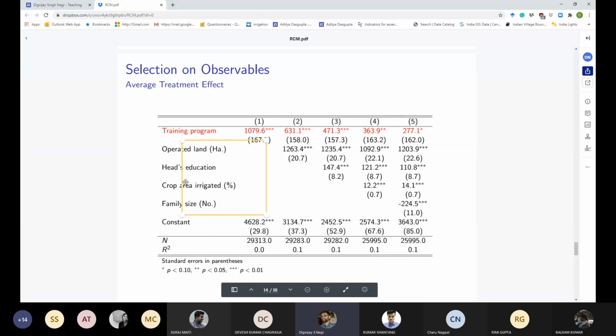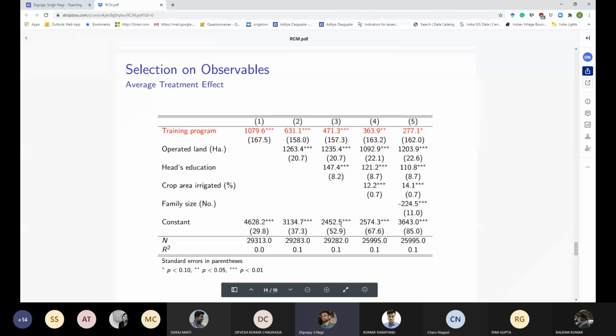And then you can control for irrigation. So what proportion of the area that they cropped is irrigated, and we are controlling for household size. So like 3-4 observed variables. And so what I'm doing here is in specification 2, column 2, I'm adding to this regression a control, which is operated area in hectares. Okay, so I'm adding this as a control.